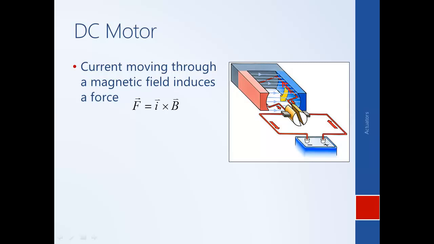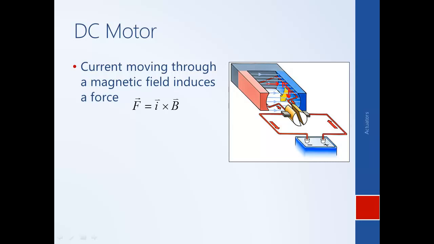So this is the direction of I, that's the direction of B. For this cross product you can determine the direction of the result using the right-hand rule. So you cross the current vector with the magnetic field vector, and the force will push down. So on this little segment of wire, there'll be a force pushing it down.